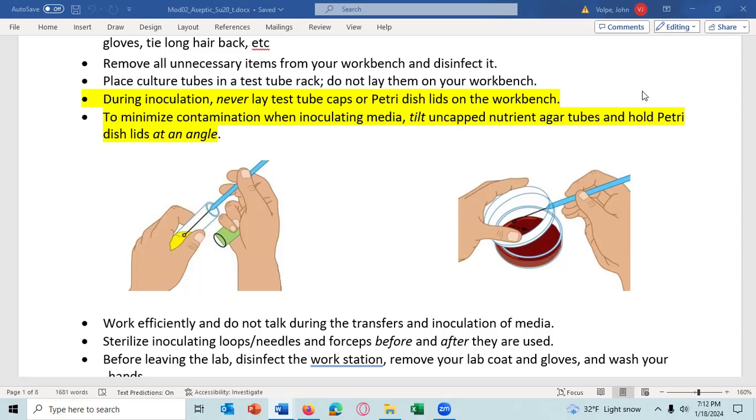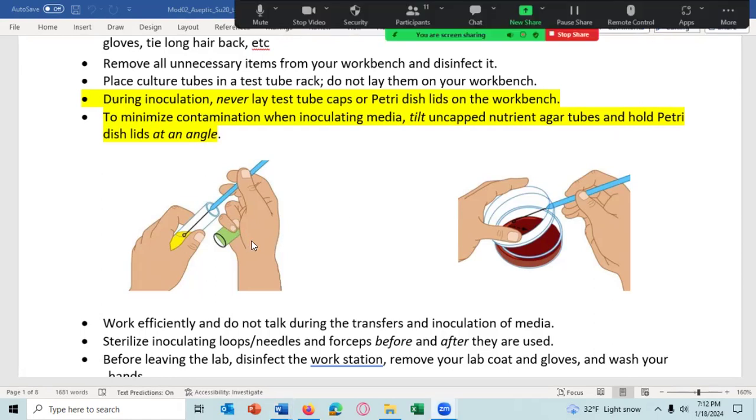So you should always hold the lids and the caps. And this is showing you, for a test tube cap, you should hold it with your pinky finger in one hand and the loop in the other fingers of that same hand. And the other hand should be holding the tube. And you should hold the tube at an angle. I don't know if you guys can see this.